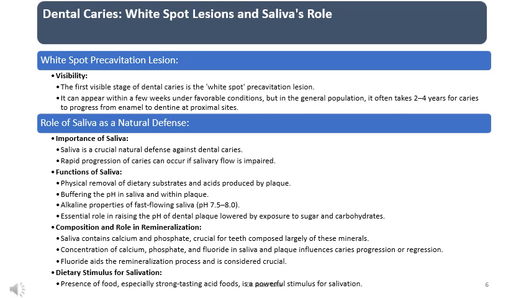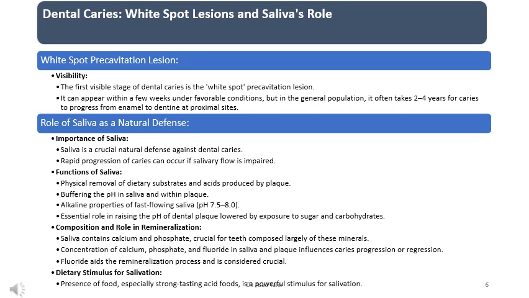Role of saliva as a natural defense. Importance of saliva. Saliva is a crucial natural defense against dental caries. Rapid progression of caries can occur if salivary flow is impaired. Function of saliva: physical removal of dietary substrates and acids produced by plaque. Buffering the pH in saliva and within plaque. Alkaline properties of fast-flowing saliva, pH 7.5 to 8.0. Essential role in raising the pH of dental plaque lowered by exposure to sugar and carbohydrates.